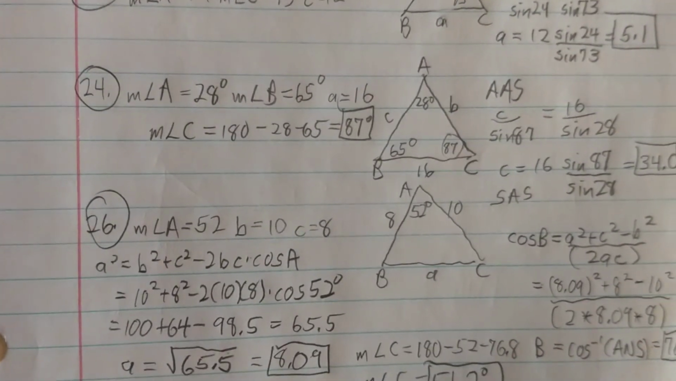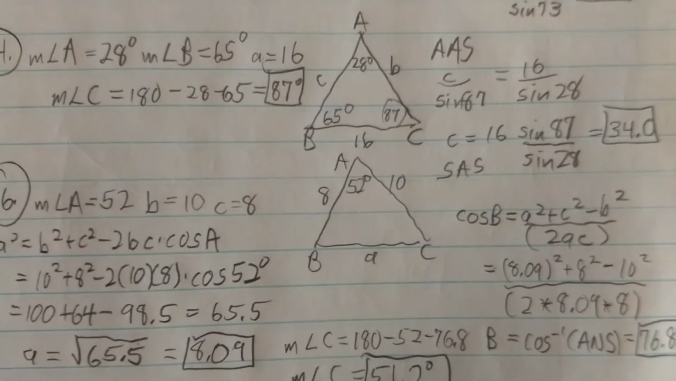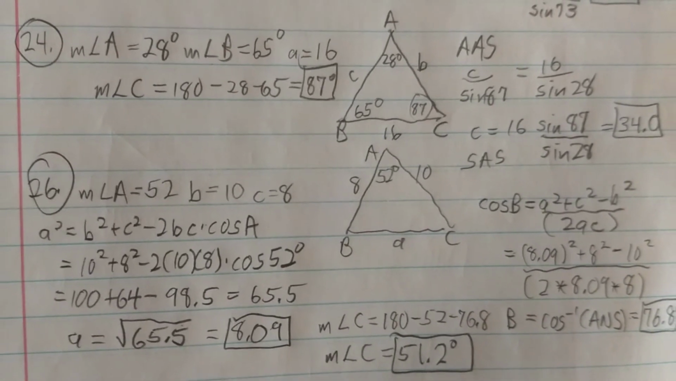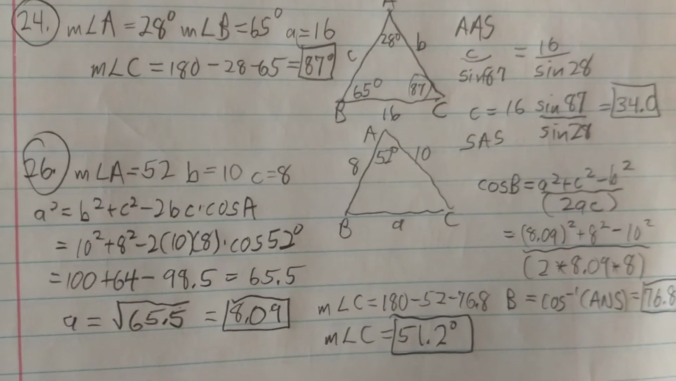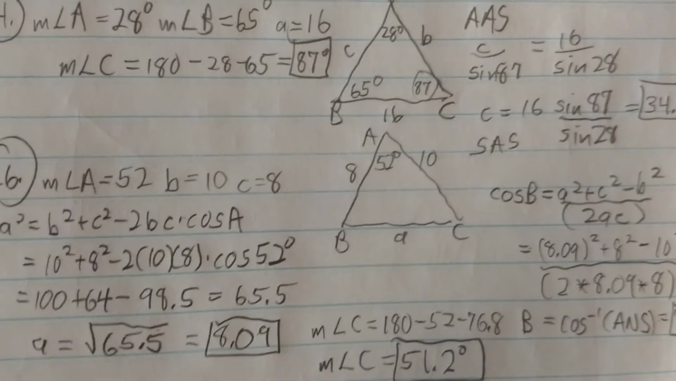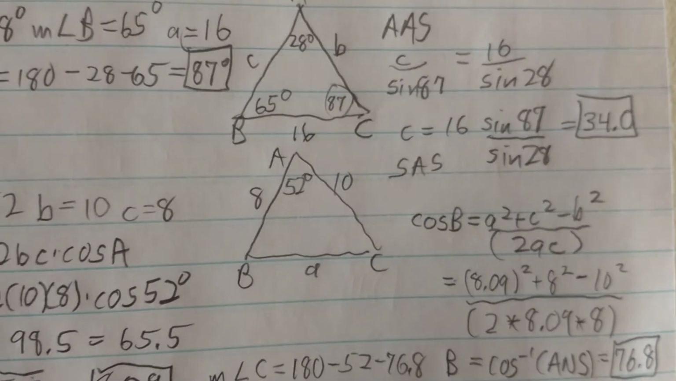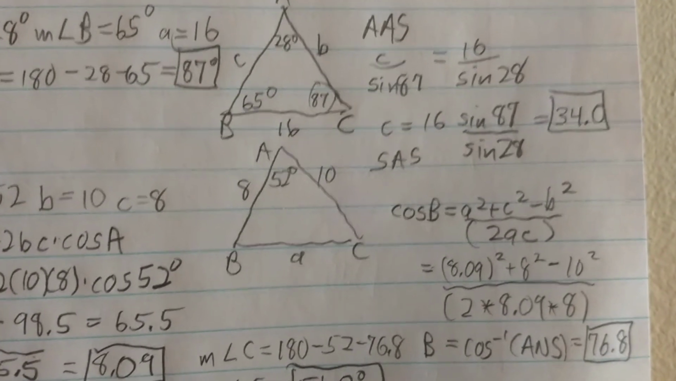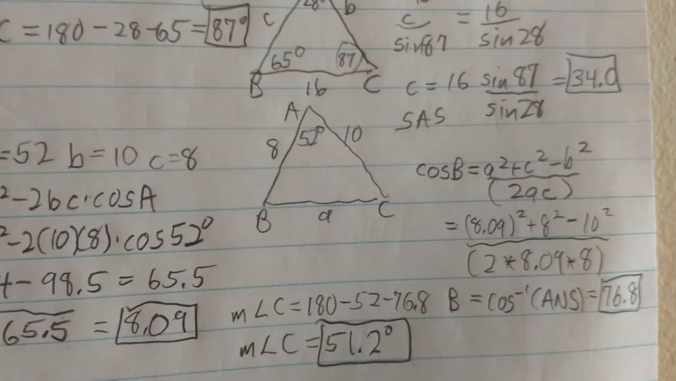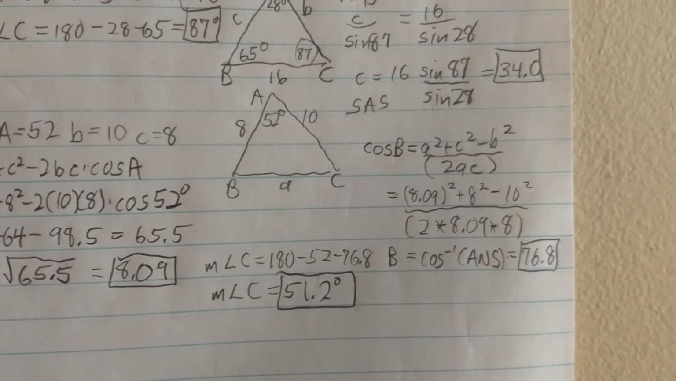Now for 24, again, we have 2 angles. Angle A is 28, angle B is 65, and side A is 16. We have an AAS. So now we can get the third angle always with 2 known. Angle C is 180 minus 28 minus 65, which is 87. So we can set up the law of sines. C over sine 87, the angle we found, is equal to 16 over sine 28. Cross multiplying, C is equal to 16 sine 87 over sine 28, which is 34.